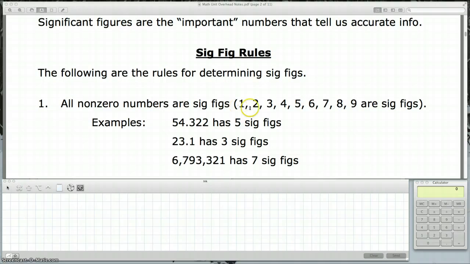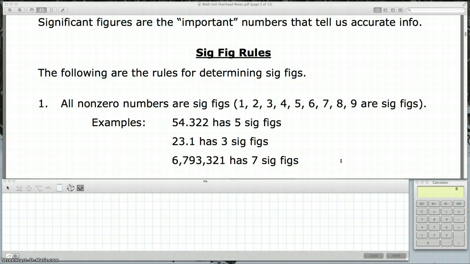So 1, 2, 3, and so forth up to 9, any non-zero number, any number that's not a zero, is a sig fig. So in this first example, 54.322, they're all non-zero numbers, so they're all sig figs. That's 5 significant figures. This example has the 2, the 3, the 1. That has 3 sig figs. Next example, 7 sig figs. The 6, the 7, the 9, the 3, the 2, the 1. Those are all significant figures.